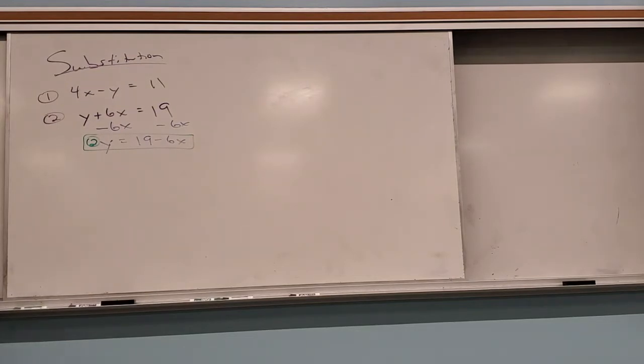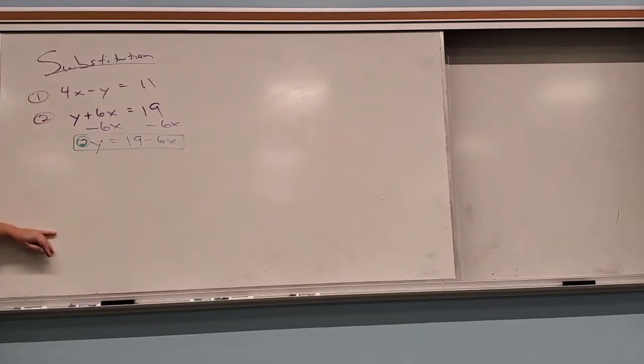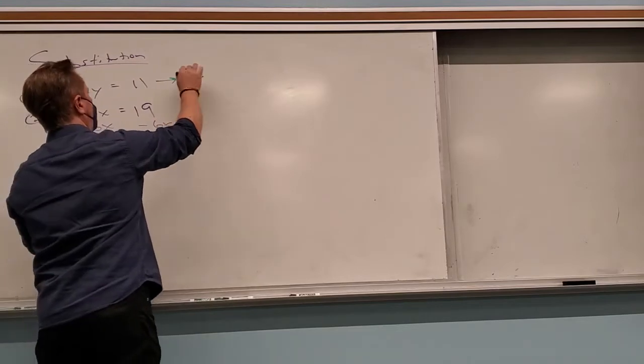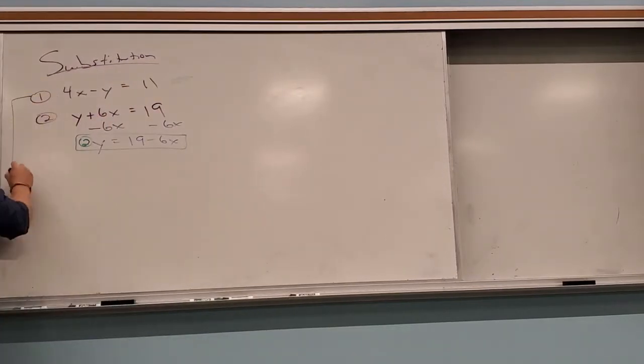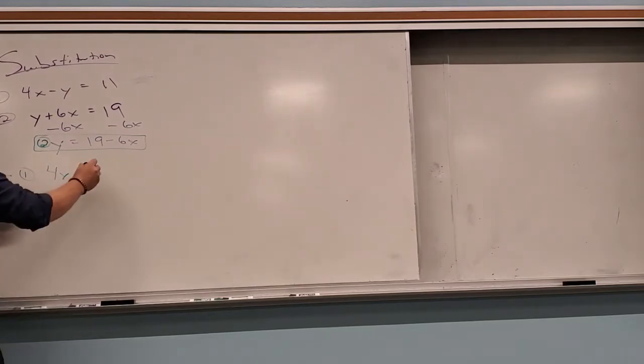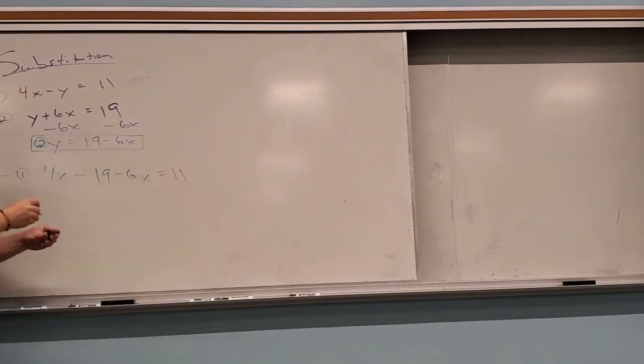So wherever in this universe I see y, what can I replace it with? 19 minus 6x. So how can I rewrite the first equation? This is 4x minus 19 minus 6x. I'm going to make a mistake. I just made a mistake. Can anyone see the mistake I made?